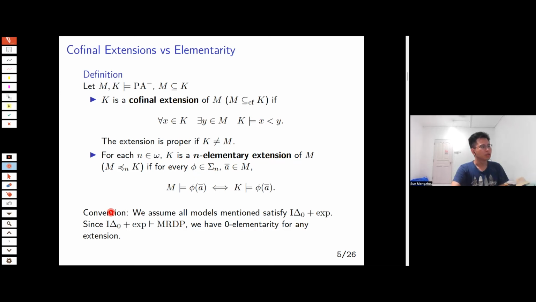And here we adopt the following convention. We just assume that all the models satisfy I delta 0 plus exp. Since this theory proves MRDP, which means that under this theory, every sigma 1 formula is equivalent to an existential formula, between any extension we always get 0-elementarity. So we just assume that we always get 0-elementarity for any extension.